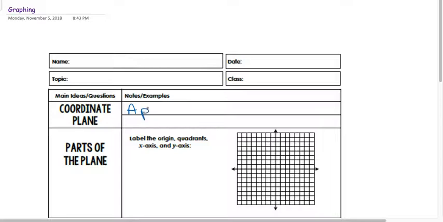A plane divided into 4 regions used for graphing. Okay?